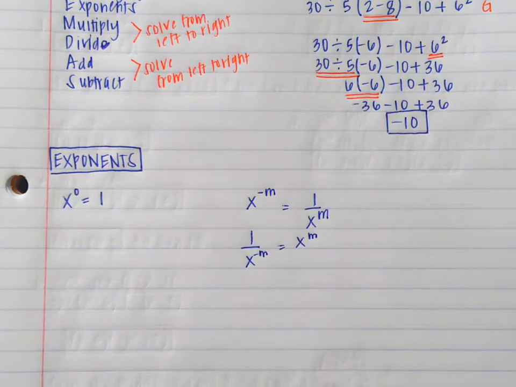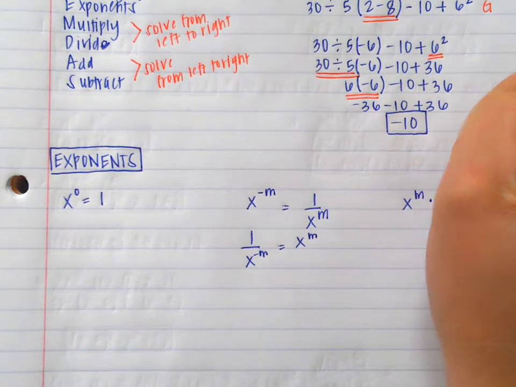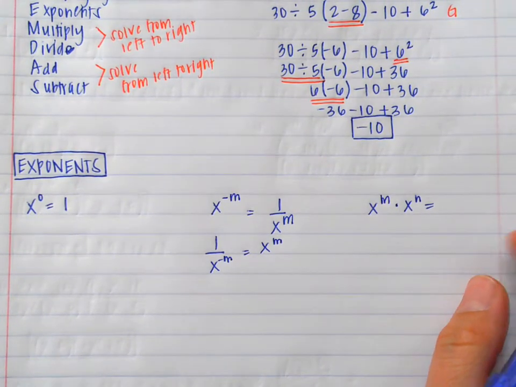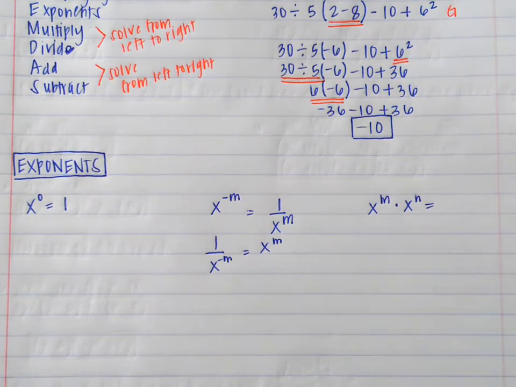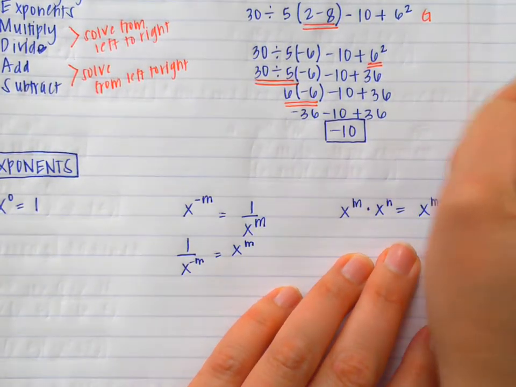Okay, let's look at our next rule. Our next rule is when we're multiplying. So x to the m times x to the n. When we're multiplying and they have the same bases, what can we do with the exponents? If you're thinking, add the exponents, you would be correct. So it would be x to the m plus n.